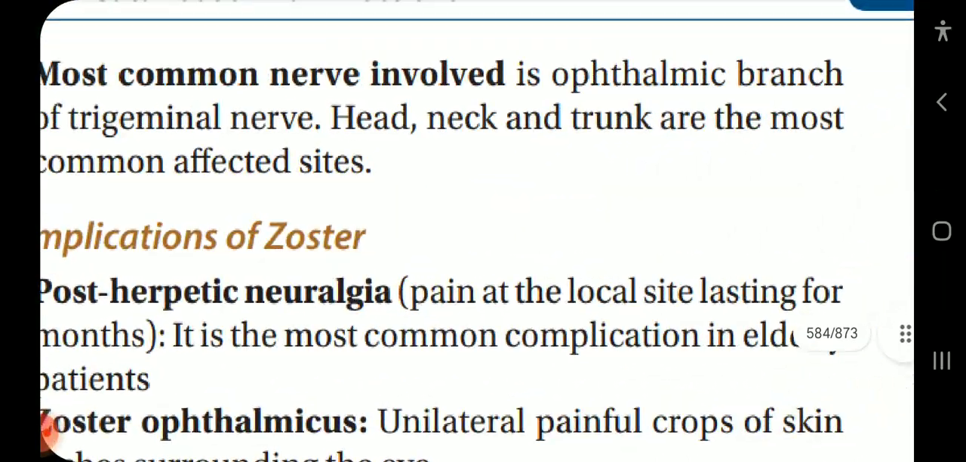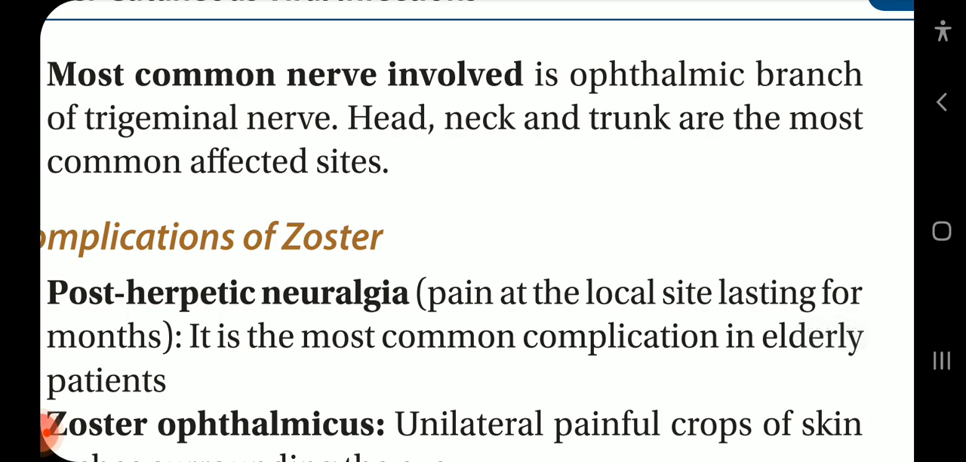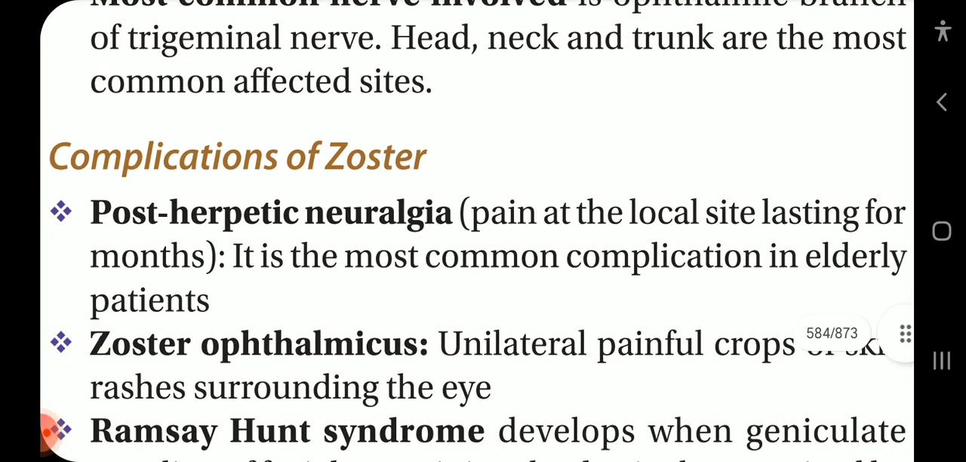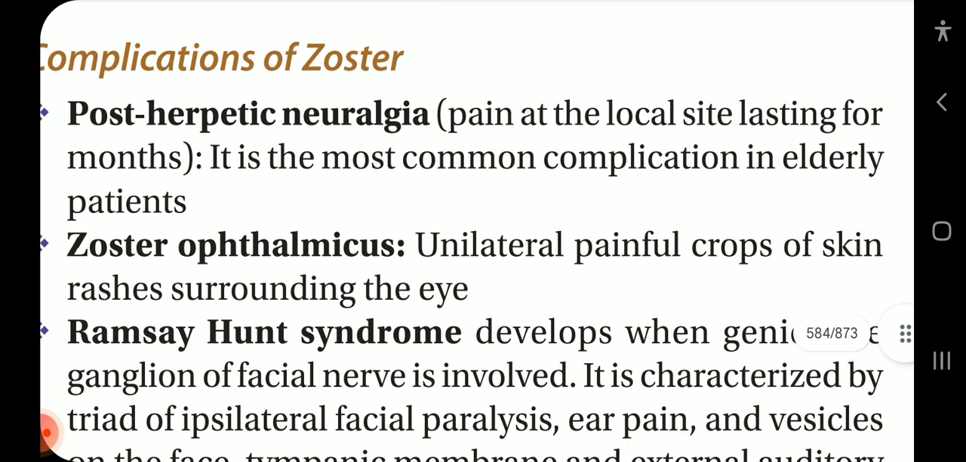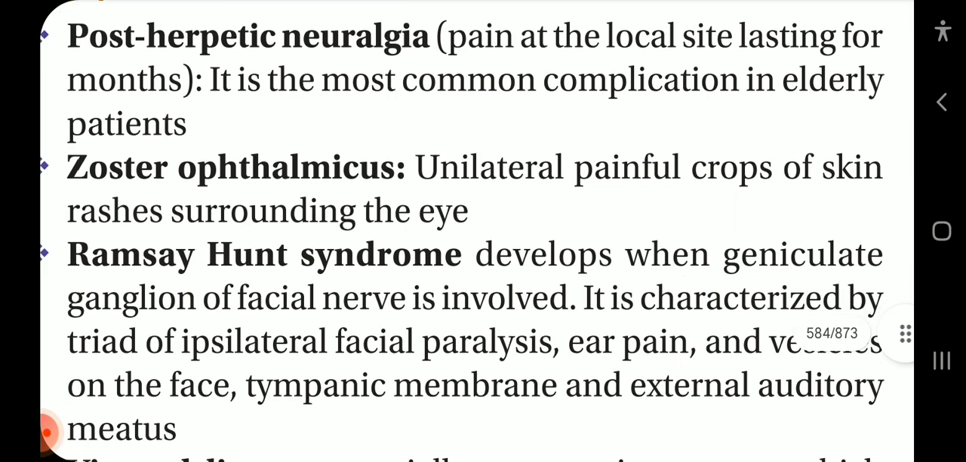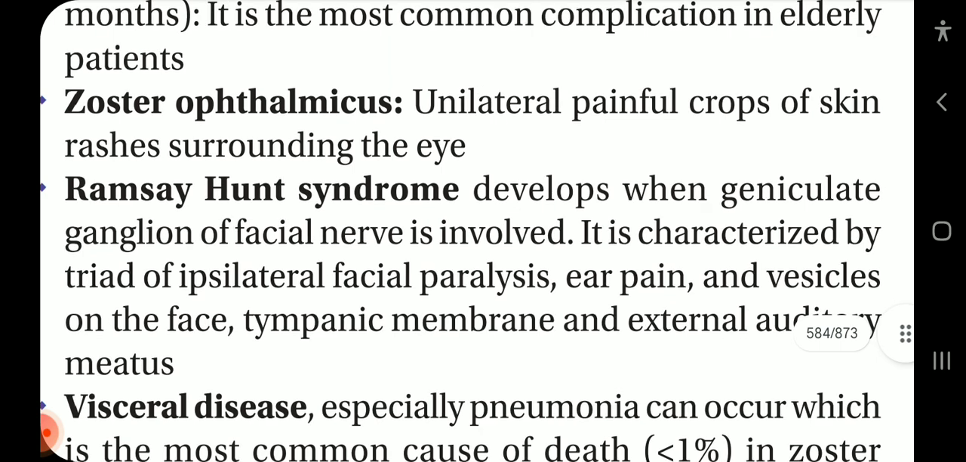Most common nerves involved is the ophthalmic branch of trigeminal nerve. Head, neck, and trunk are the most common affected sites. Complications of zoster. Post-herpetic neuralgia, pain in the local site lasting for months, is the most common complication in elderly patients. Zoster ophthalmicus. Unilateral painful crops of skin rashes surrounding the eye.